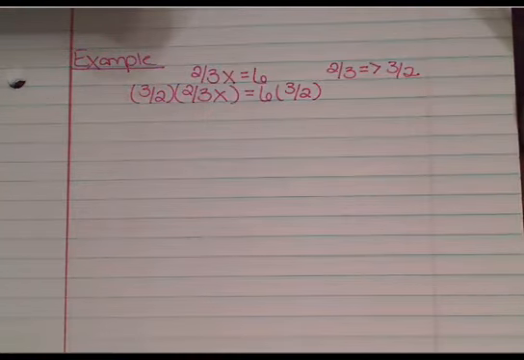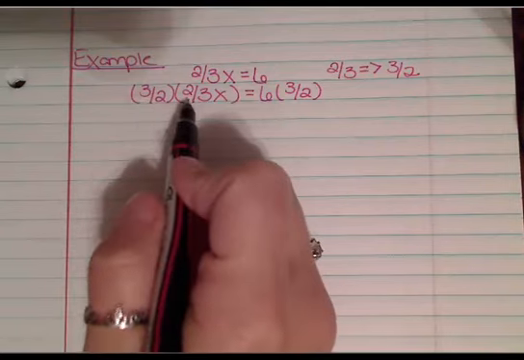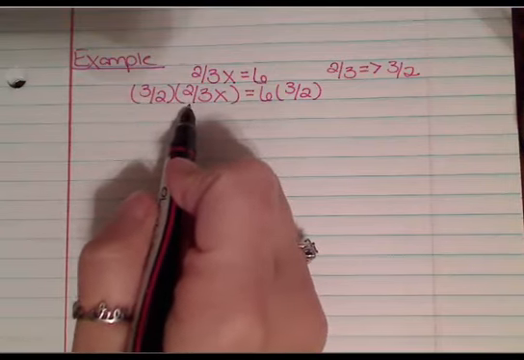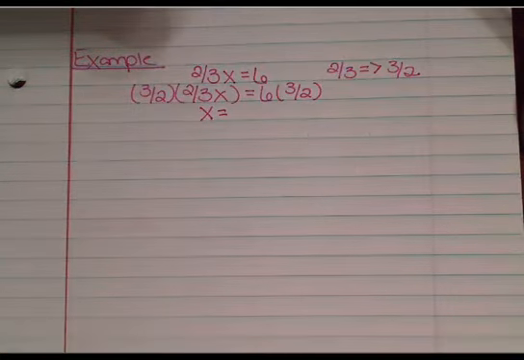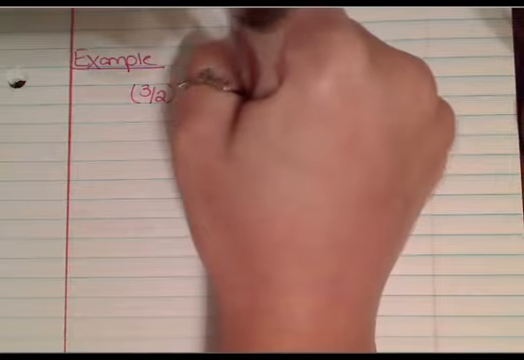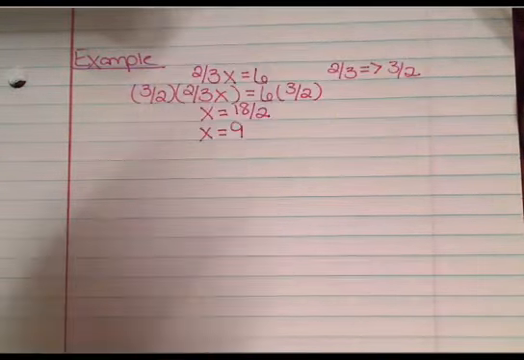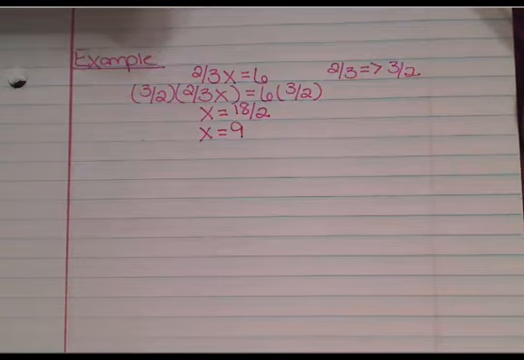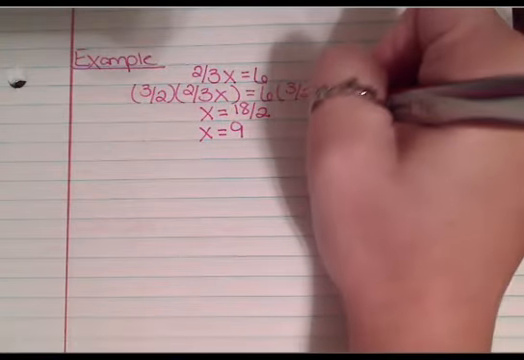The 3 over 2 times the 2 over 3 is going to go away and give us 1. So that will just give us our x, which is what we wanted. And then 6 times 3 over 2 will give us 18 over 2. And if you reduce that down, you get 9. If you don't remember your fraction multiplication very well, you need to go back to chapter 1 and make sure you get freshened up on that, but I'll work this over here on the side just in case.